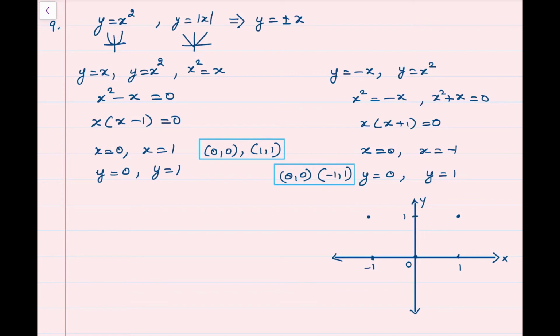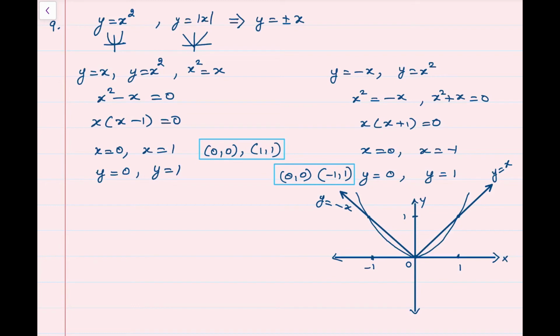It is an upward parabola, we know. Vertex is at the origin. Let us complete the parabola. And now we have to draw y = x line. This is y = x line and this is y = -x.